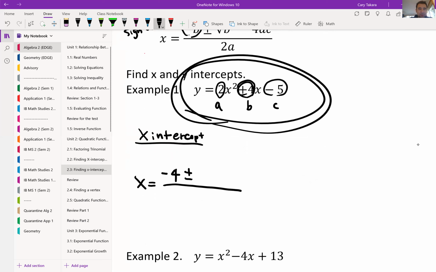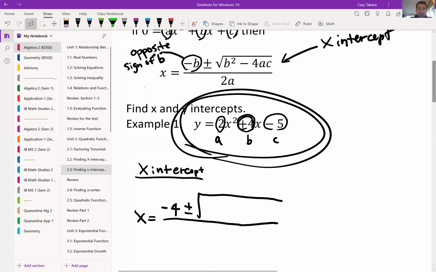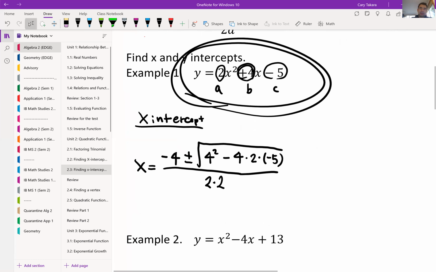A negative 4 plus minus square root of b squared, that's 4 squared, minus, it's always minus 4ac. Since the c is -5, I'm going to put it in parentheses because they are all multiplied together. 4ac means 4 times a times c. You multiply over 2 times a, 2 times 2.